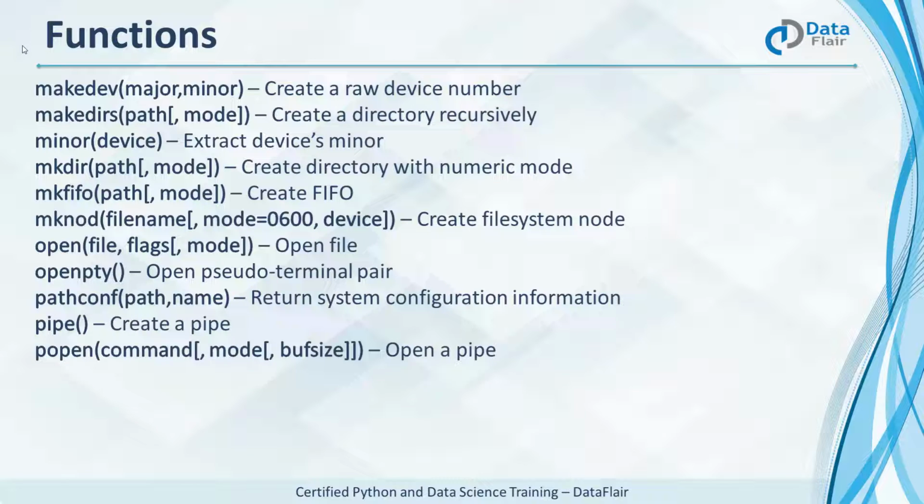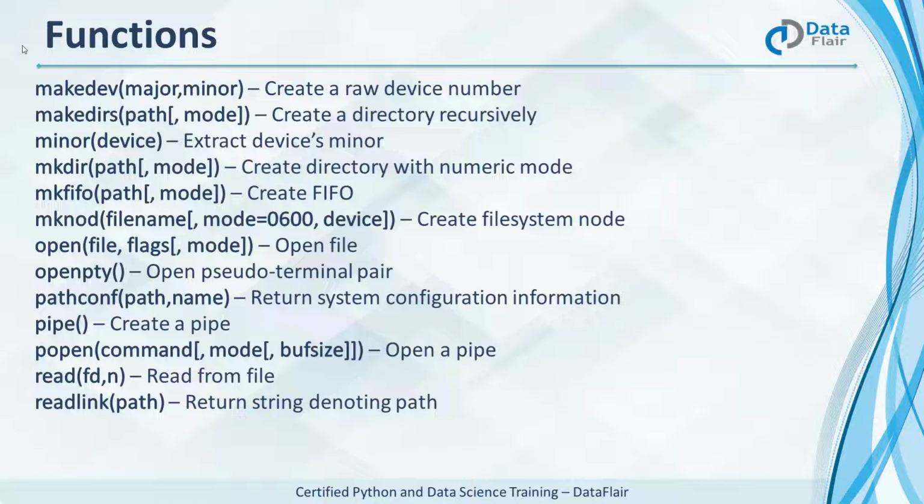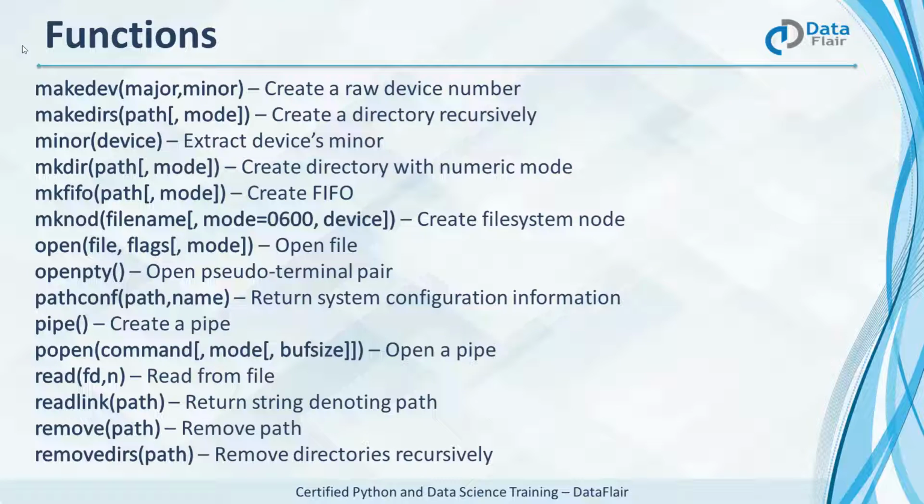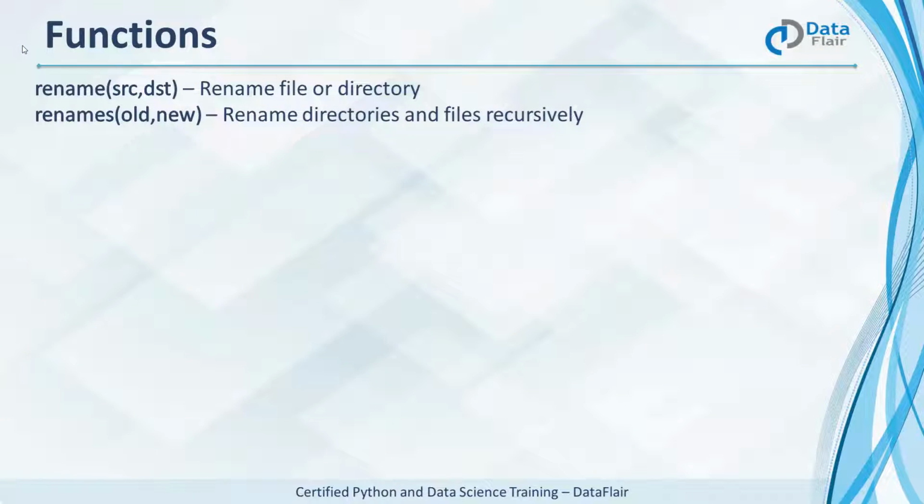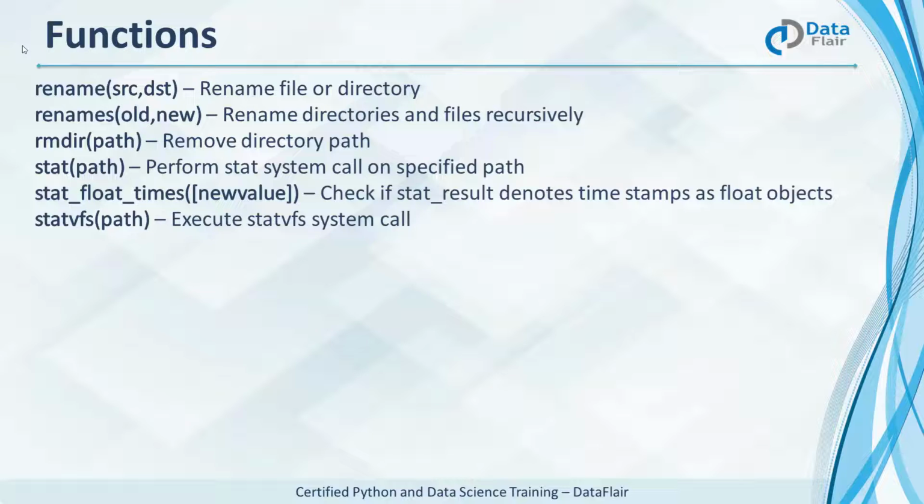pipe creates a pipe, and popen opens it. read and readlink read, and removedirs removes paths and directories recursively. rename and renames rename files and directories non-recursively and recursively. rmdir removes a path. stat_float_times and statvfs deal with stat system calls. symlink creates a symbolic link.